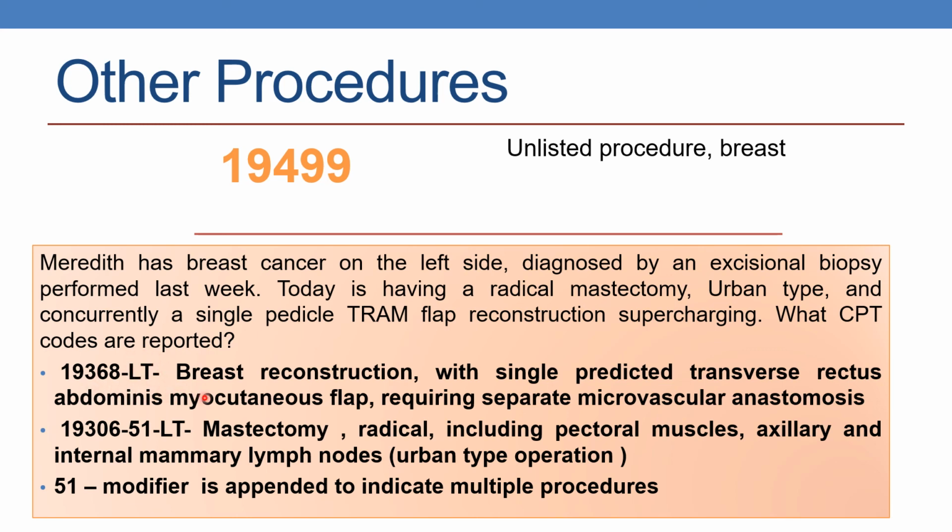So 19368 involves breast reconstruction with single pedicle transverse rectus abdominis myocutaneous flap requiring separate microvascular anastomosis, that is nothing but supercharging. The next is 19306 along with the 51 modifier and LT modifier, which involves mastectomy, radical, including pectoral muscles, axillary and internal mammary lymph nodes, Urban type operation. The 51 modifier is appended to indicate multiple procedures.